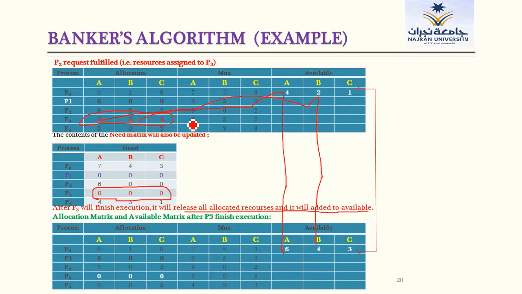Now 2 of C will be added to available. 2 plus 1 is 3. And if you compare this with P3, the allocation now becomes 0 0 0 at this state, because all the resources which were allocated to P3 are given back to the system and added to the system, and that's why you can see here this becomes 0 0 0.